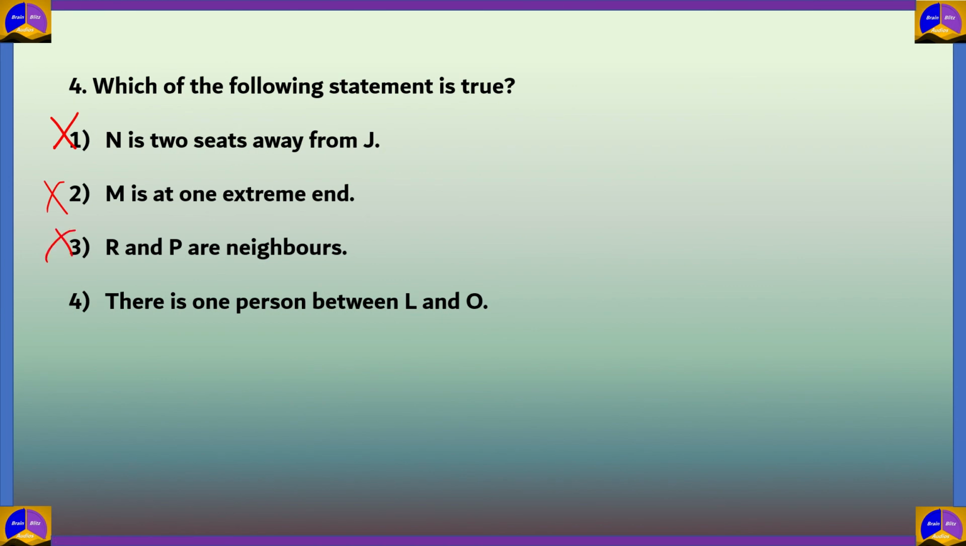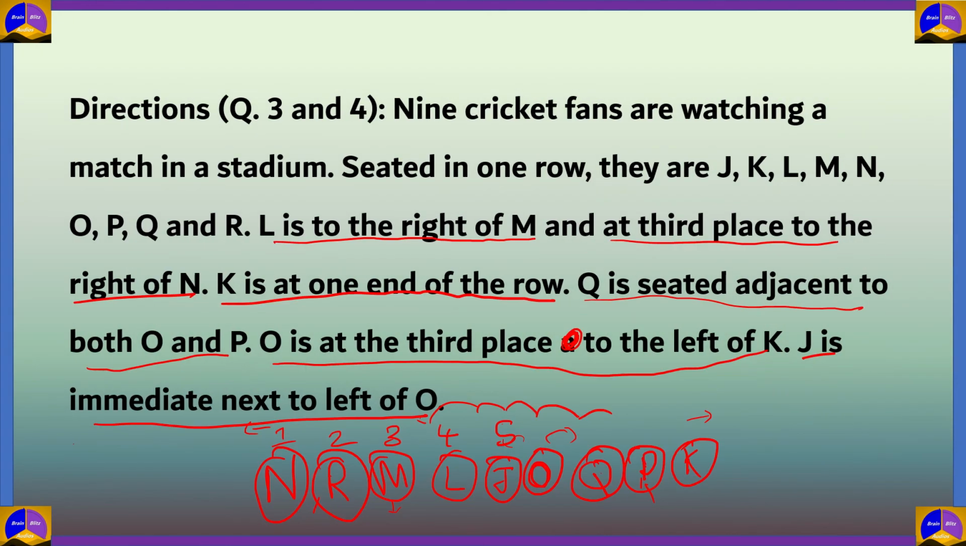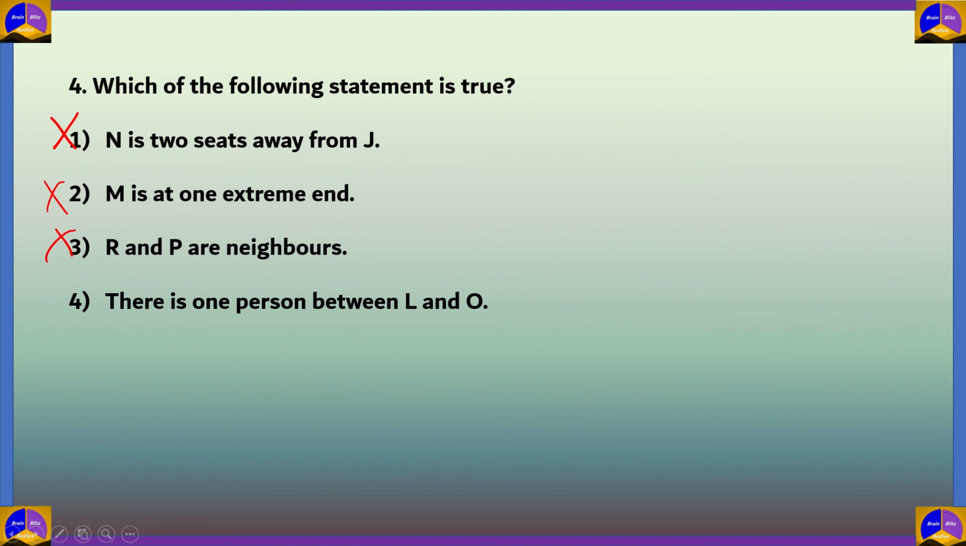Option 4, there is one person between L and O. That is true because L is in the 4th position, O is in the 6th position. The person in the 5th position, that is J, is in between them. There is only one person between L and O. So option 4, there is one person between L and O, is the correct answer.